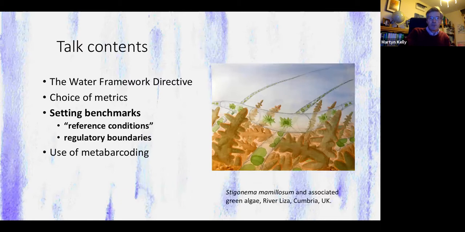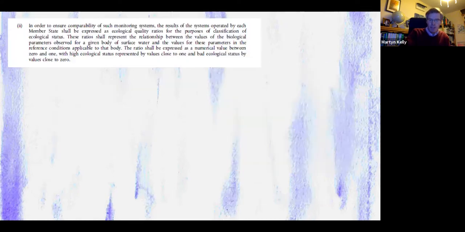So this issue of setting benchmarks took up a lot of our time in the early years. And so it's something that I'm going to focus on for the next few slides. I'm going to break it down, first of all, into the reference benchmark and then into regulatory boundaries.